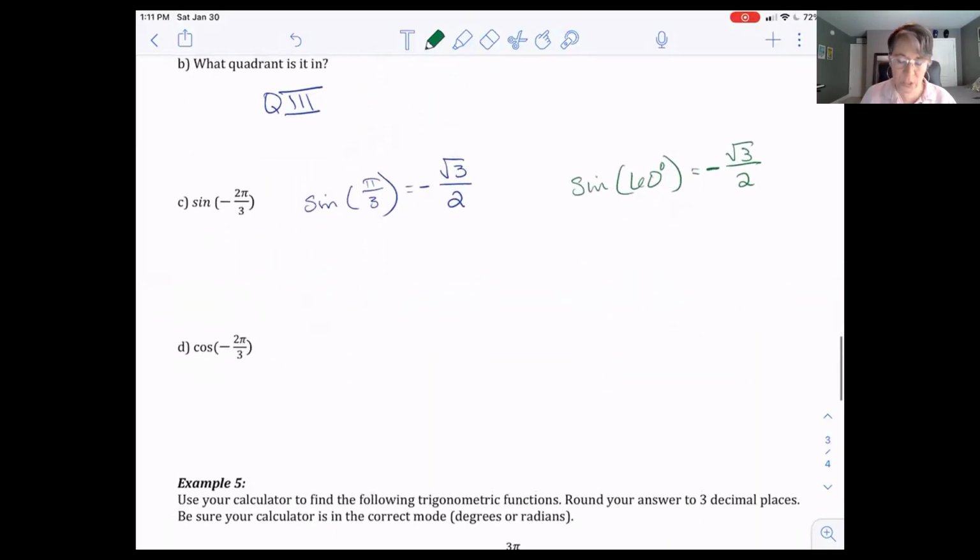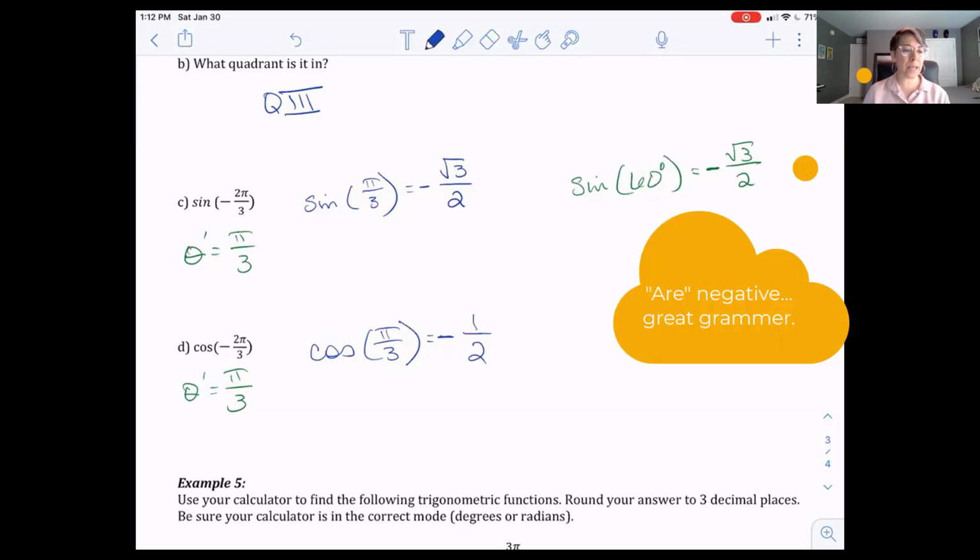Let's do the cosine of negative 2 pi over 3. Again, for both of these, the reference angle is a positive pi over 3. So the cosine of pi over 3, we know to be 1/2. But since we're in quadrant 3, we know that it is negative, because x goes with your cosine, and all of those x values in quadrant 3 are negative.